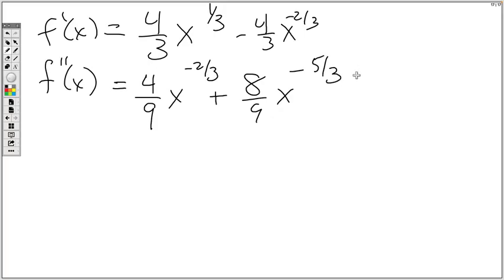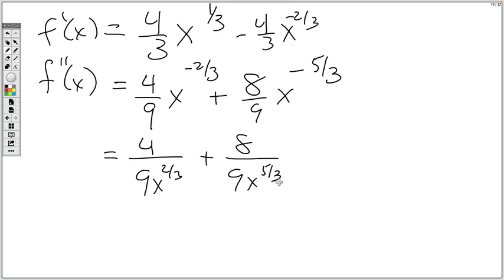Now in this case, both of those x's are going to wind up where? The denominator. So this is going to be a 4 over 9 x to the 2/3 plus an 8 over 9 x to the 5/3. And now I need to get my common denominator. I need a factor of 9 for both of these. And then what factor of x do I put down there?